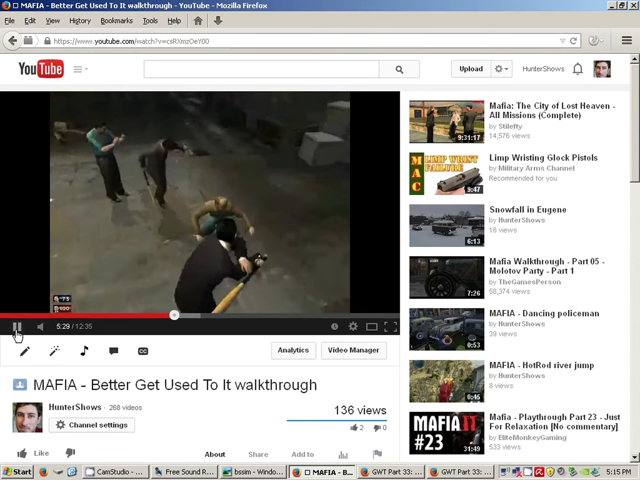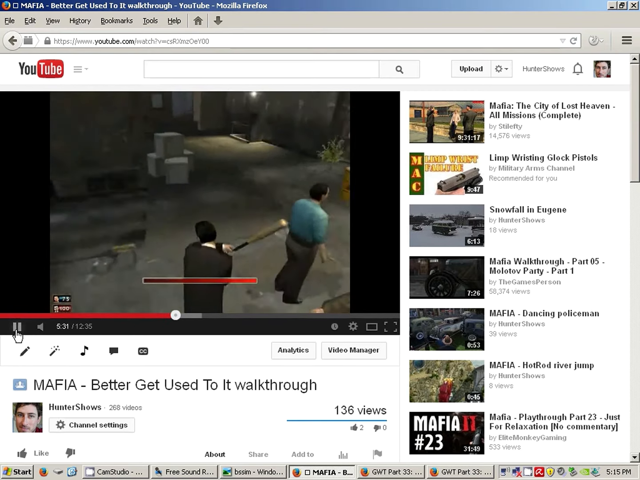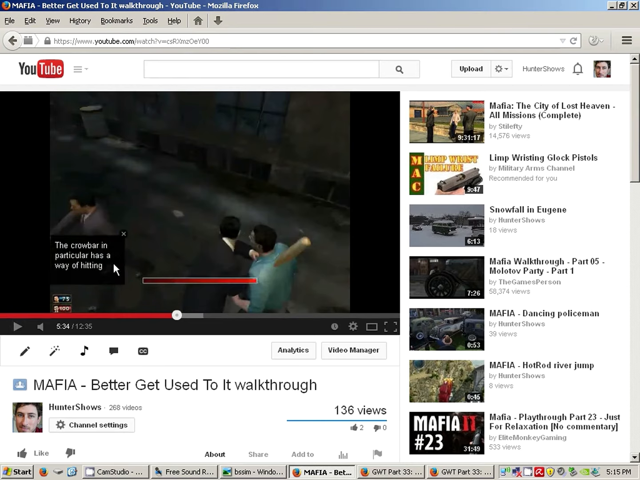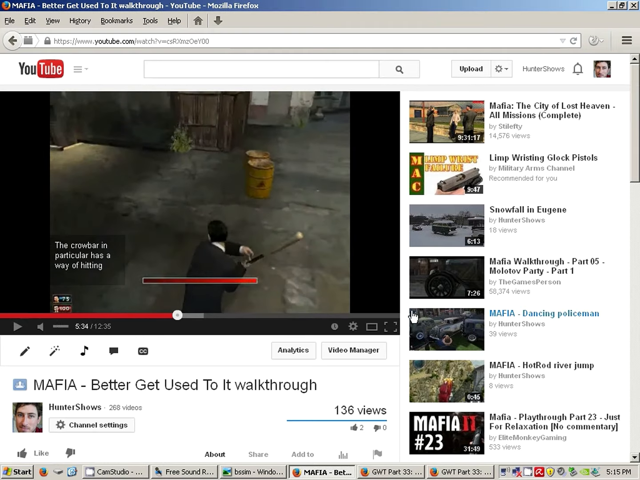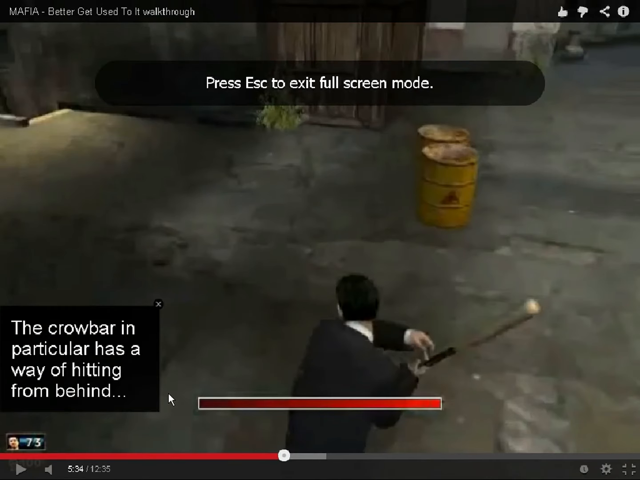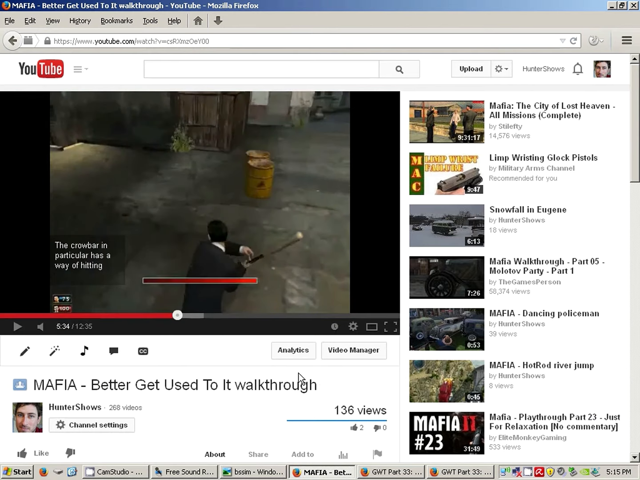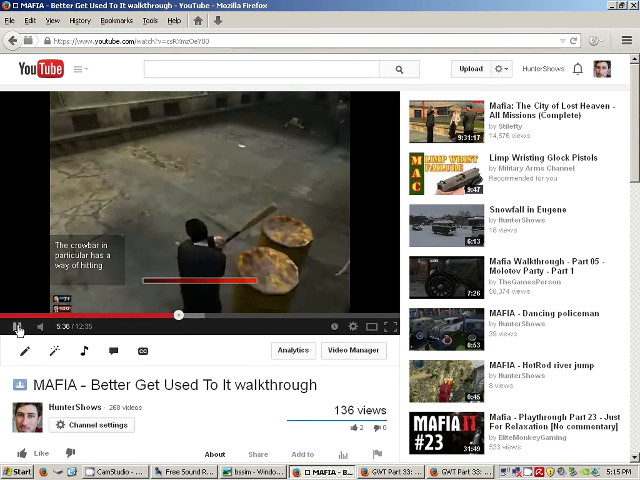So the timing is unchanged. It's just the placement and the size and the miscellaneous truncation. Look at this. The crowbar in particular has a way of hitting. That doesn't even mean anything. That's hilarious. Now, if you actually go into full screen, you can see it says the crowbar has a way from hitting from behind. Even that's kind of a weird thing to say, but it really explains what I'm saying, which is that when people are using the crowbar in this game, it has a way of hitting things other than what it appears to be aimed at.